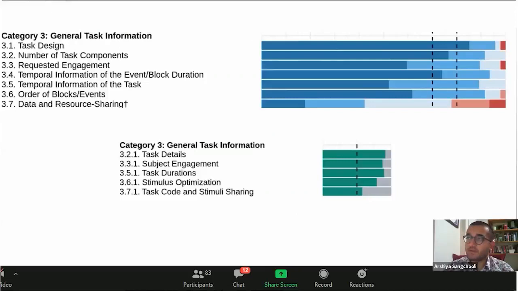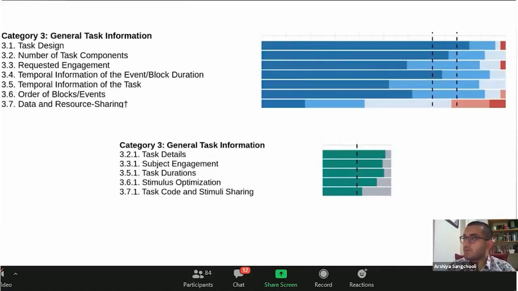The third category is the general task information, which consists of the general task design, number of task components, the requested engagement, which consists of the initial instructions given to the addicted individuals on how they should in fact engage with the task. Should they be passive viewers? Should they, for example, focus on how they feel about the images and so on? The temporal information of the task and its general temporal architecture and structure. As you remember, Amir Hossein presented a schematic representation of the temporal structure his task used. The order of blocks and events is also very important, and data and resource sharing in case the authors have shared their data is also important, and they're encouraged to in fact do so.